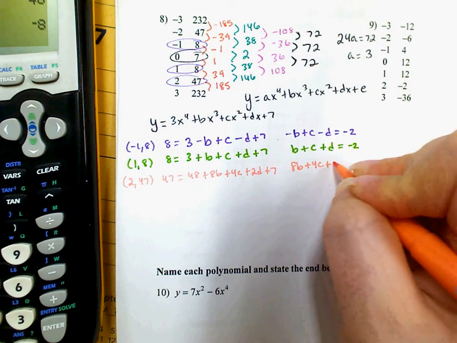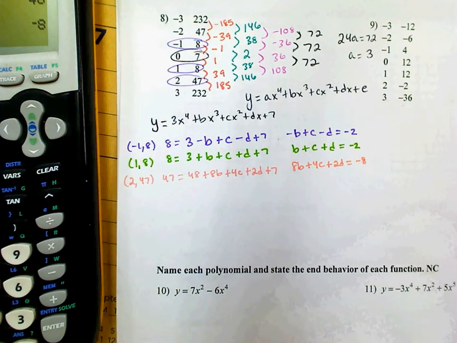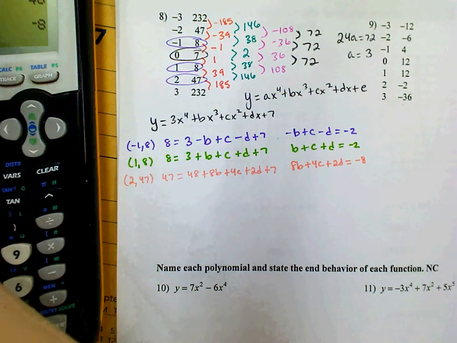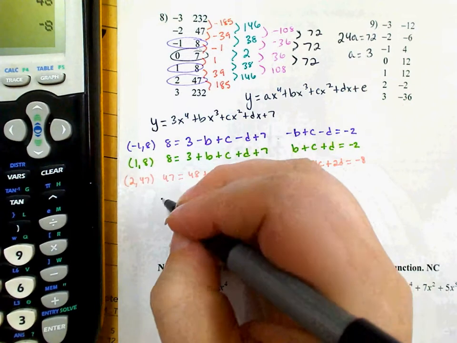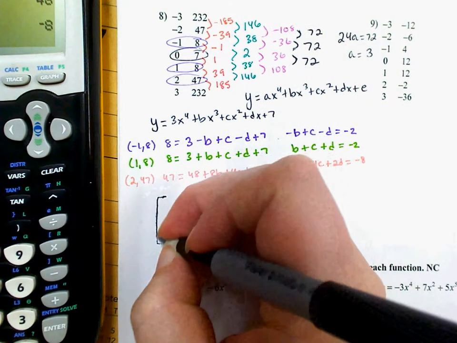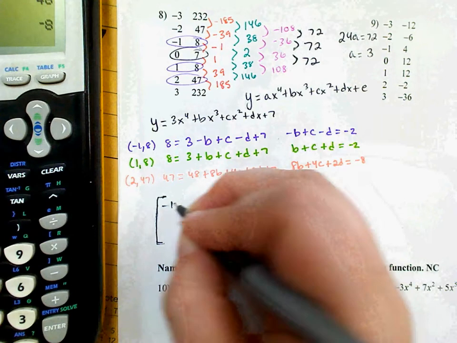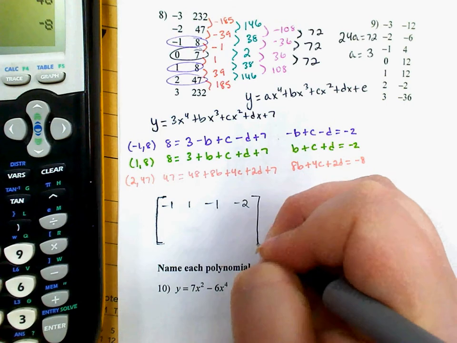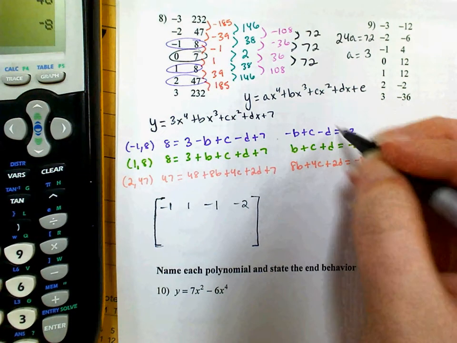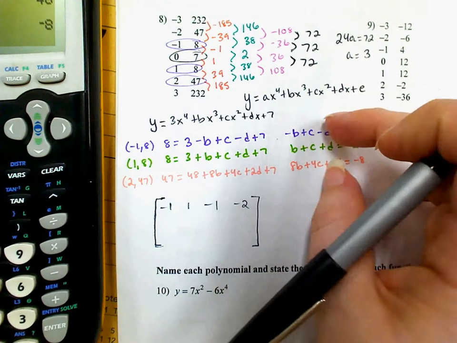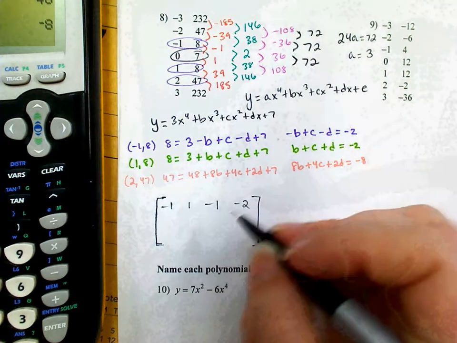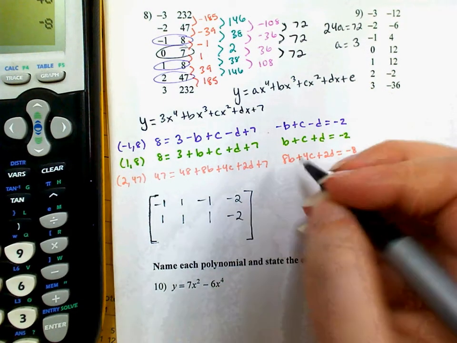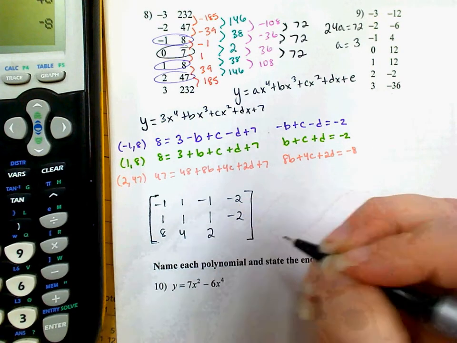Okay, I want you to write down the matrix that you're going to be entering into the calculator, so I know that that's what you're doing. So the matrix that I'm going to enter into the calculator is negative 1, 1, negative 1, and negative 2. The coefficients need to go first, and then the constant at the end, okay? I don't care if you put your equal sign here. Then I've got 1, 1, 1, negative 2, 8, 4, 2, negative 8. I need to see that, and then you'll write your answer as the function.